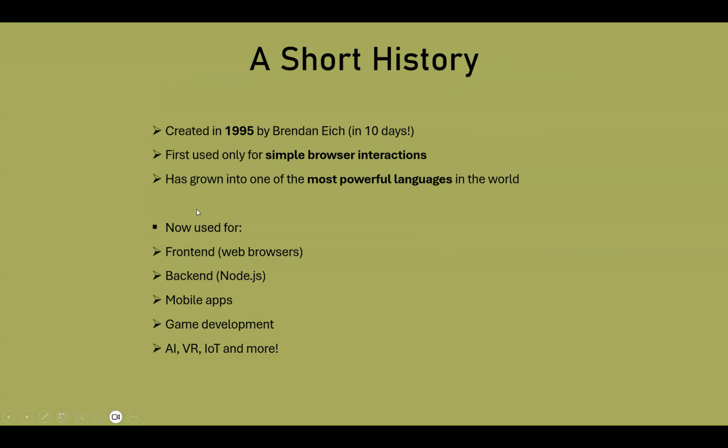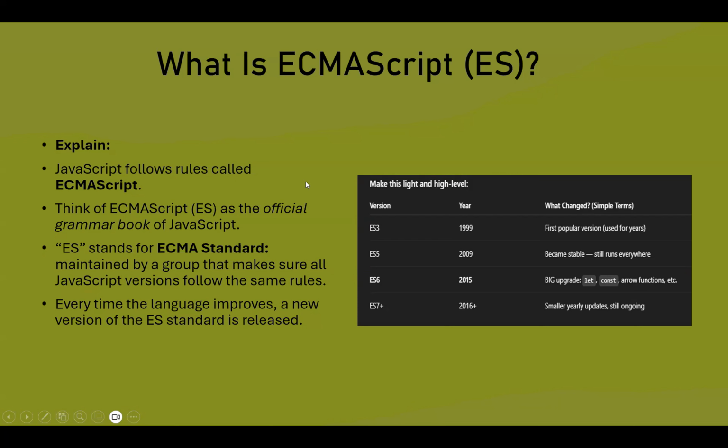Remember, it was built in 1995 within 10 days, but it was only used for simple interactions. But the first major one that became popular was ES3 in 1999, and it was used for so many years. Then it improved to ES5. You can imagine between 1999 and 2009. So it improved to ES5, and it became more stable, and it was still running everywhere across all your modern browsers.